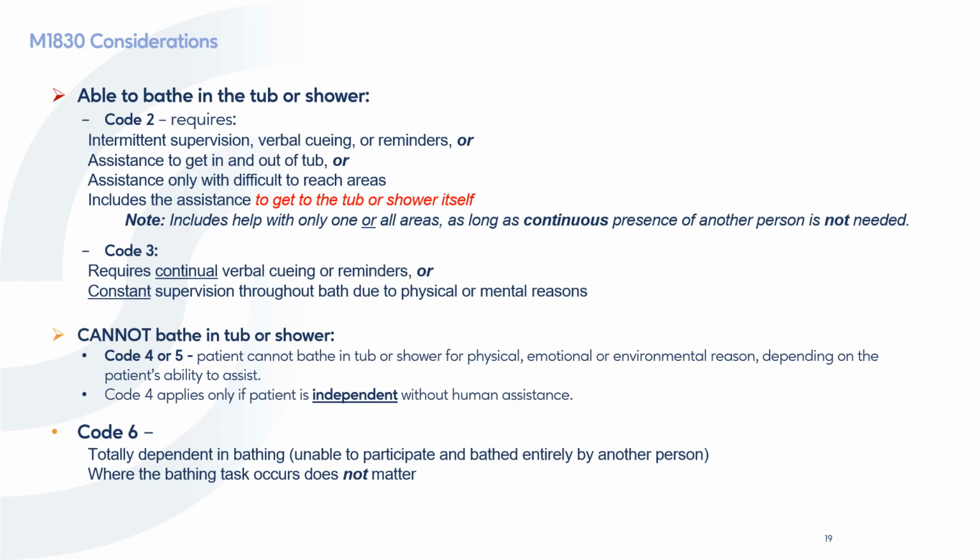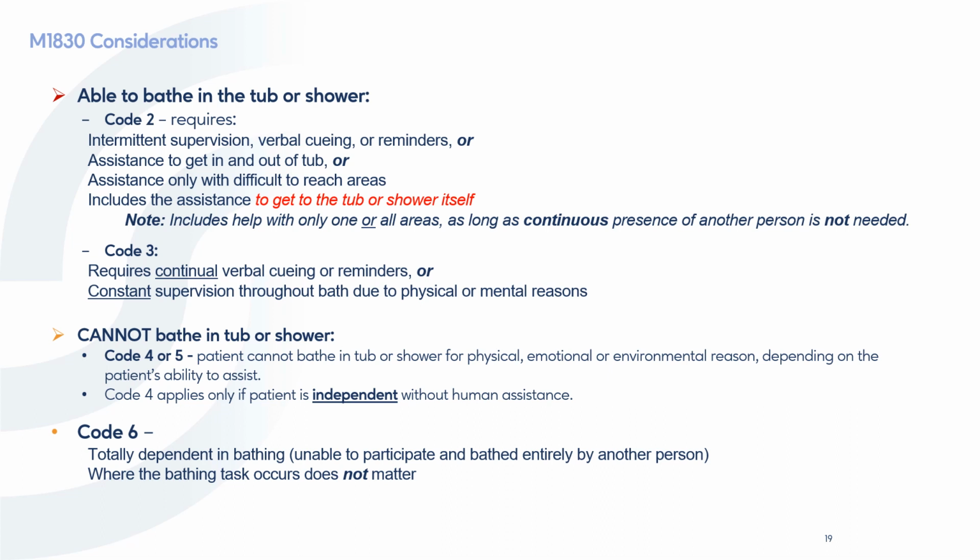So let's look at some of those stronger considerations for the M1830 item. We start out with the concept of, are they able to bathe in the tub or shower? And if they are, then we could have a code 2 or a 3. Obviously, I've left out the independent ones. They're pretty obvious. The 0 is, hey, I'm independent. I don't need anybody. I don't need anything to help me out. 1 is, I don't need anybody, but I need some type of assistive device, whether it's a long-handled back sponge, or some type of device to help me make sure I'm safe. It's a shower bench seat, whatever that is. That's your 0s and 1s.